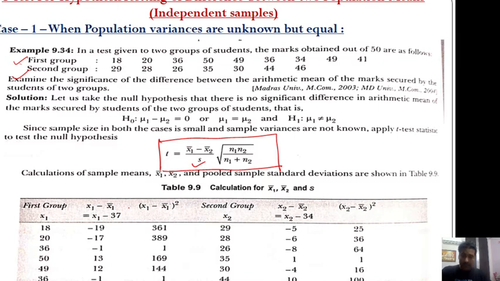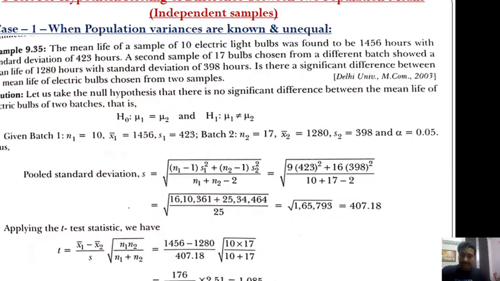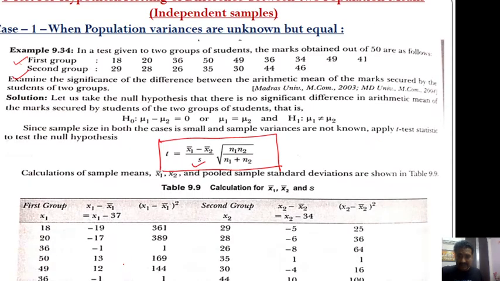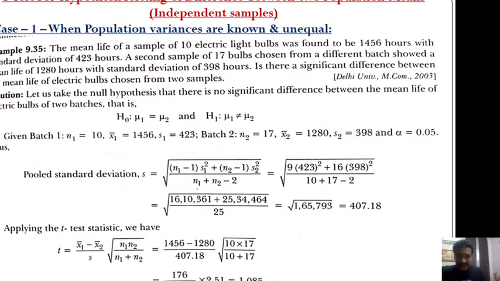they were equal also. And in the second case, when the population variances are known and unequal, when we have been given the population variances and they are unequal, in that situation the t statistic is calculated like x1 bar minus x2 bar upon s root of n1 into n2 upon n1 plus n2. What is the difference between this t statistic and the previous one?